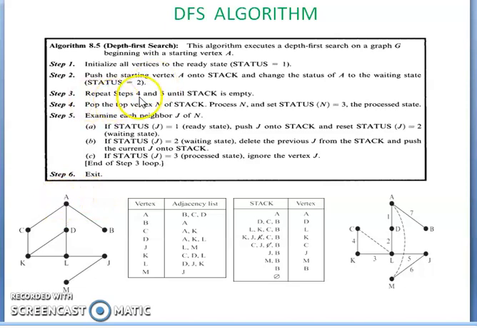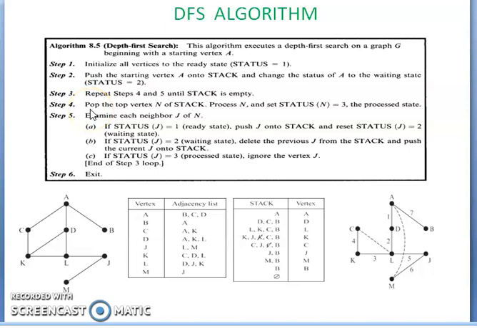And repeat steps 4 and 5 until the stack is empty. In the very starting, only one element is there in the stack, only one element, A. Repeat these 2 steps, 4 and 5, until the stack is empty. So be careful about this.